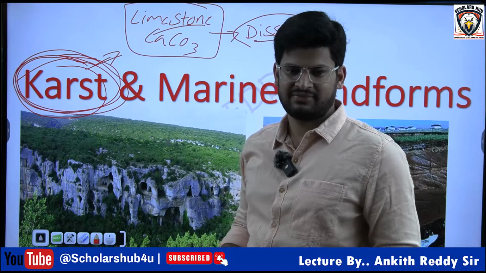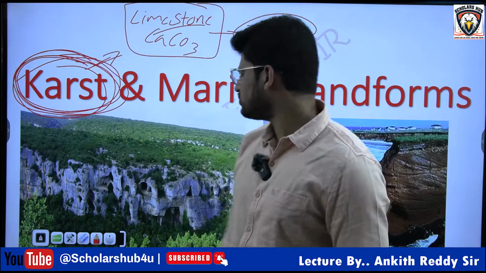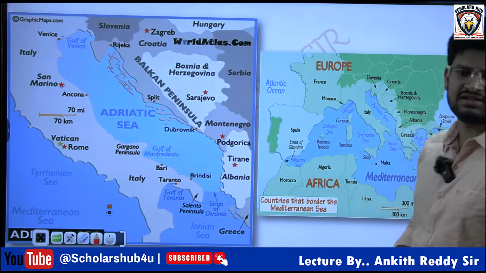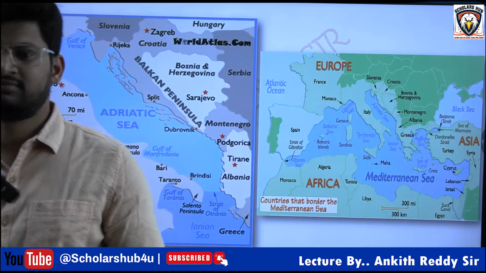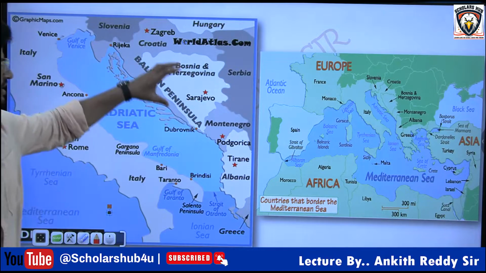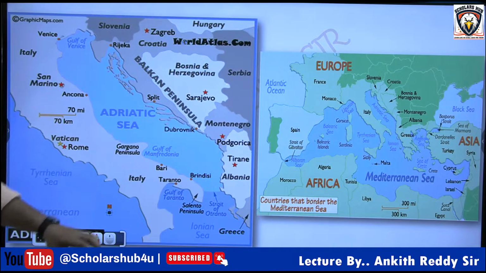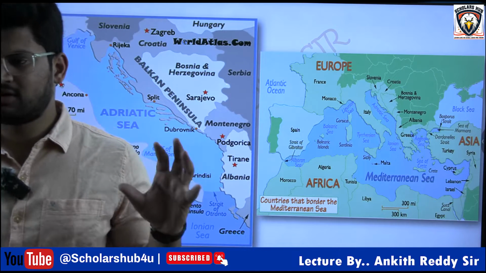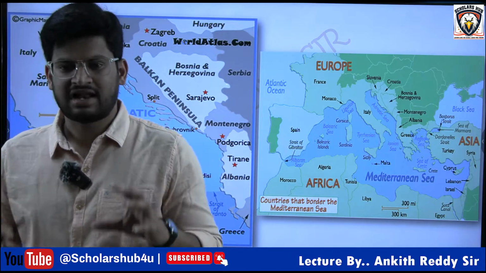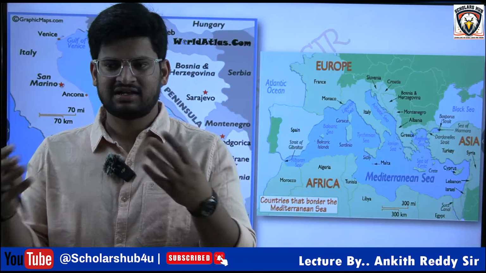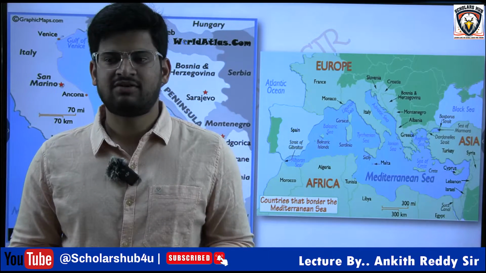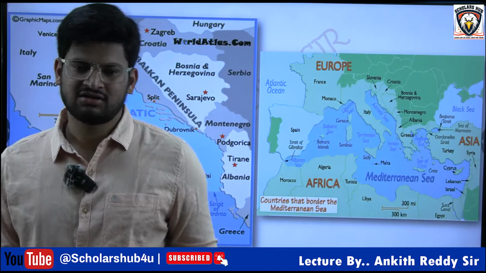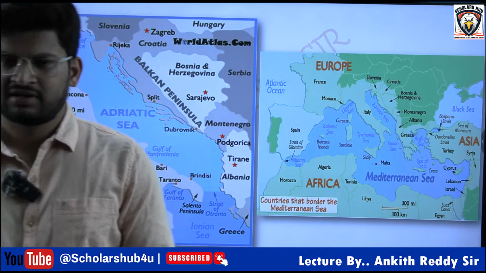Actually they should be called limestone landforms, but why are they called karst landforms? In Yugoslavia there is a place, the birthplace of Mother Teresa. Here in Yugoslavia, the Balkan Peninsula, there is a region called Karst, and this region is rich in limestone. So the landforms formed in limestone-rich regions are called karst landforms. Is it clear? So karst landforms are nothing but the landforms dominated by which rock? Limestone. Is it clear?